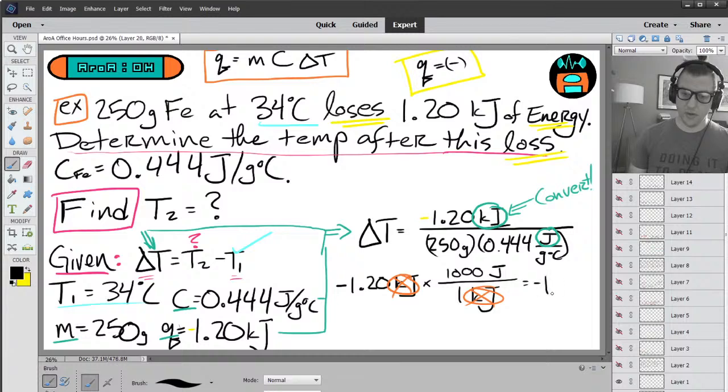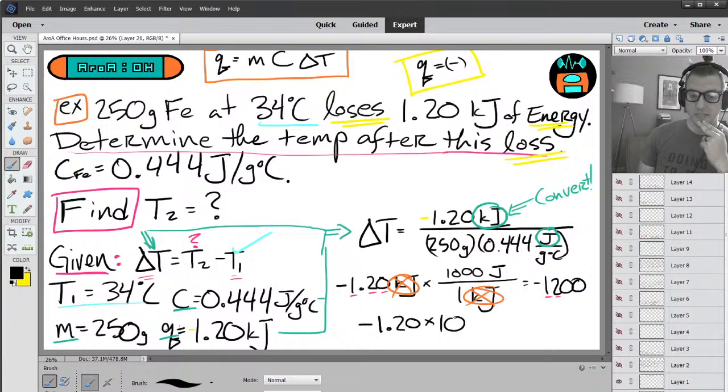So this is -1, or punch this into your calculator. Comes out to be -1,200. Again, the problem: this number only has 2 sig figs, whereas we started with 3, so we need to end with 3. So after the conversion, it'll be -1.20 times 10 to the third joules.